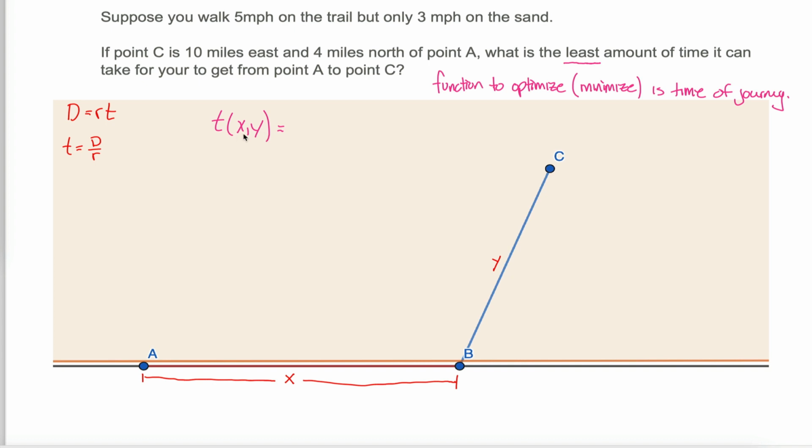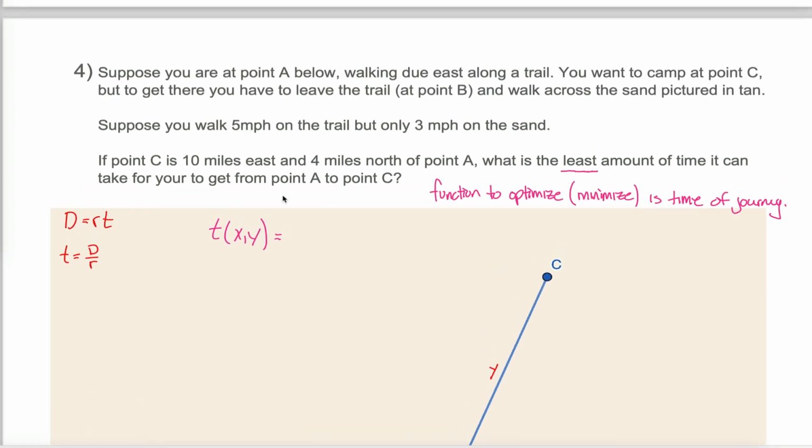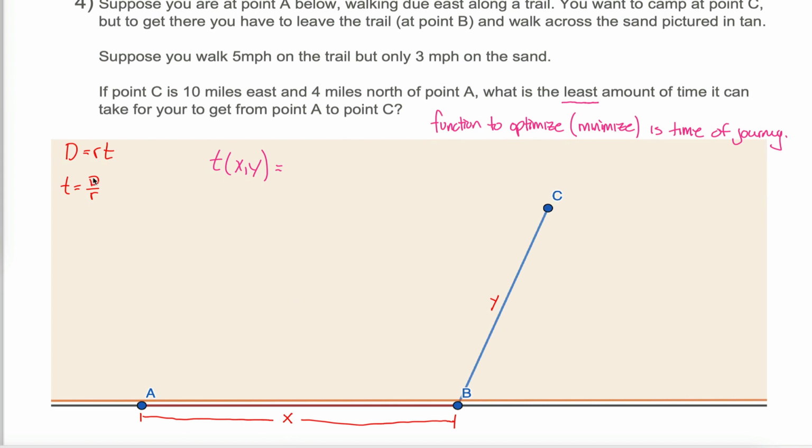So the total amount of time that I'm going to spend on my journey is the amount of time that I spend on this leg of the journey plus the amount of time that I spend on this leg of the journey. The amount of time that I spend on this leg, well, let's see, I'm covering a distance of x and I'm traveling at a speed of 5 because I'm on this trail. So d is equal to x and r is equal to 5. The amount of time that I'll spend on the first part of my journey is x divided by 5.